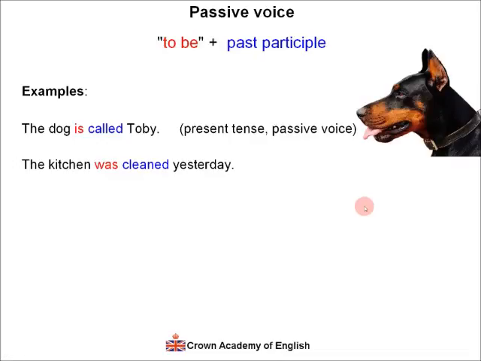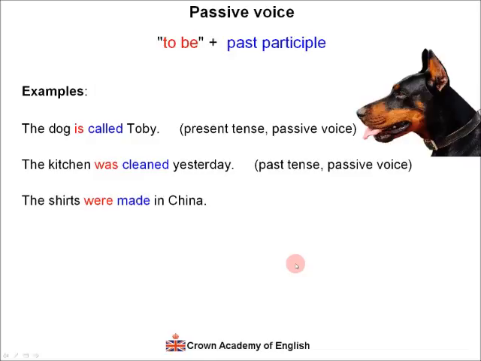Another example, the kitchen was cleaned yesterday. Here we have the verb to be in the past tense, followed by the past participle, the ed form, cleaned. So this is the past tense, and it is the passive voice. The shirts were made in China. And again, this is the past tense, passive voice. And this is the third person plural, were made. Okay, so this is the verb to be as an auxiliary verb, and this is the past participle of the verb make. This is irregular, but it is the past participle of the verb make, made.